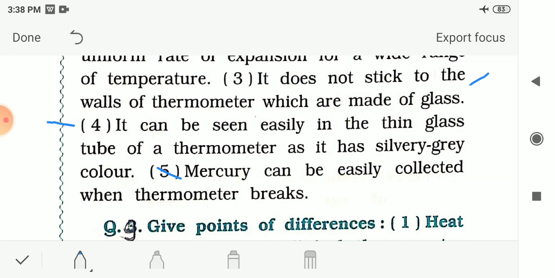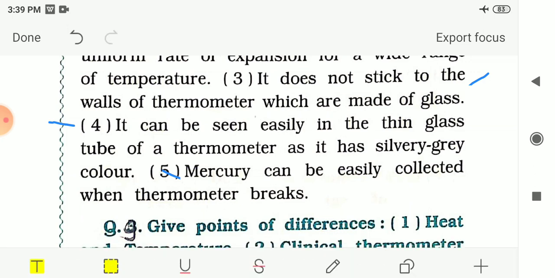So we can see it easily through the glass tube of the thermometer. And the last one is that mercury can be easily collected even after your thermometer breaks down. So these are the reasons why we are using mercury in thermometers. So our question 8, explain giving scientific reasons, gets over. You have to write these 7 scientific reasons in your notebook.